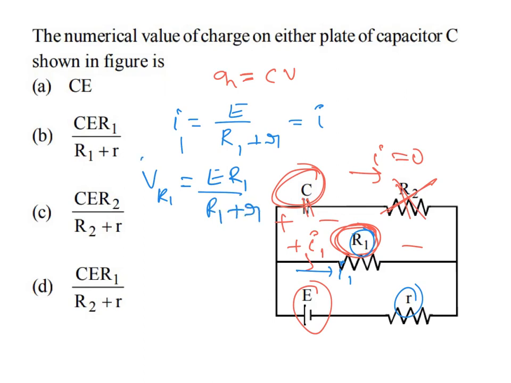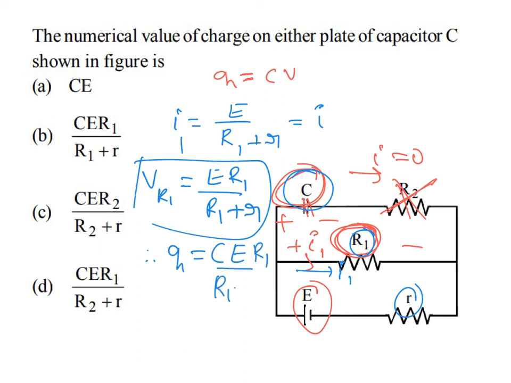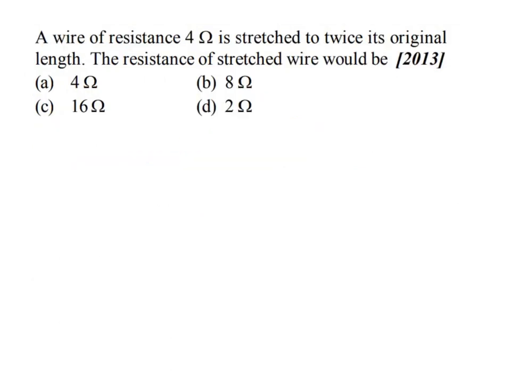So the same potential will be dropped across the capacitor C. That's the reason why Q equals C into E into R1 divided by R1 plus R. So the charge must be C E R1 divided by R1 plus R. Option B is the right answer for this question. Move to the next problem.